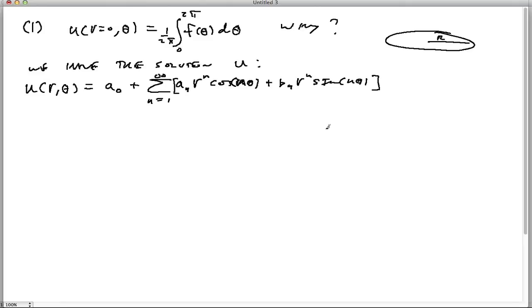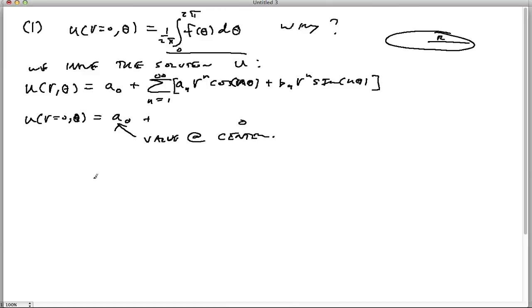Okay, so if that's the solution, it's pretty clear that if I put r equal to 0, u of 0, theta, all of this stuff goes away. That's just 0, and we just get a0. So that has to be the value at the center. All right, so why is it equal to the average?